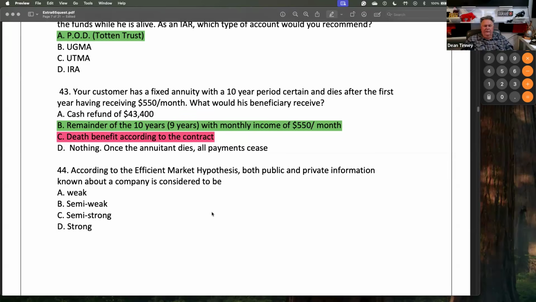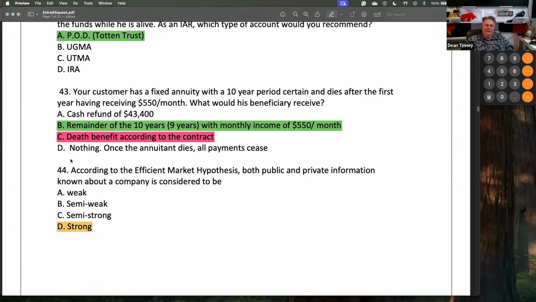According to the efficient market hypothesis, both public and private information known about a company is considered to be, so both public and private. Private means material non-public information is known, and therefore cannot be profited from. It's C. It's D. Now, again, I'm with you. I don't think Brian is as spot on.